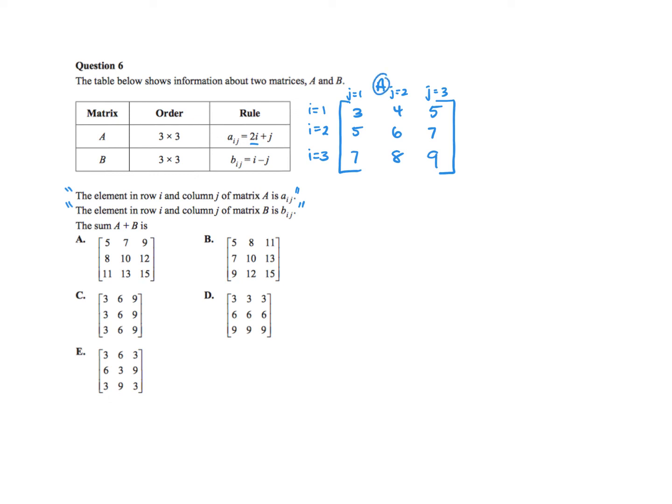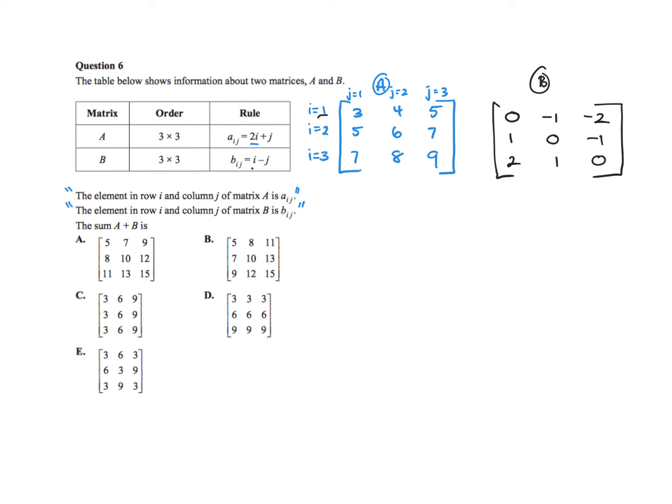And then I've got to do B. And B's got a different rule. So B is I minus J. So 1 minus 1 is 0. And then I've got 1 minus 2 is negative 1. And then 1 minus 3 is negative 2. Okay, the next row, I is 2. So 2 minus 1 is 1. 2 minus 2 is 0. And 2 minus 3 is negative 1. Then the last row, 3 minus 1 is 2. 3 minus 2 is 1, and 3 minus 3 is 0.